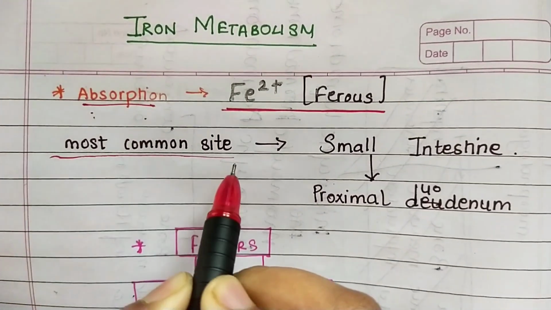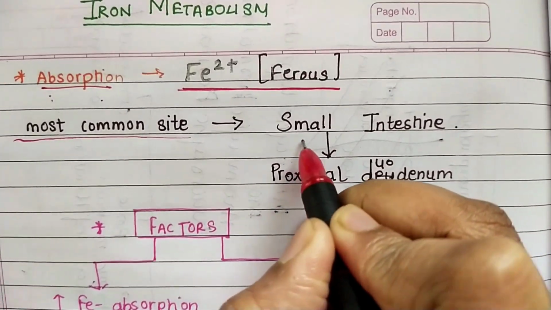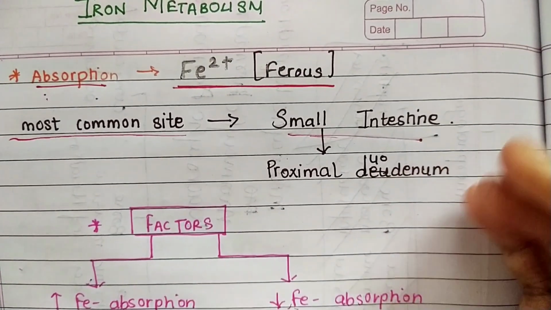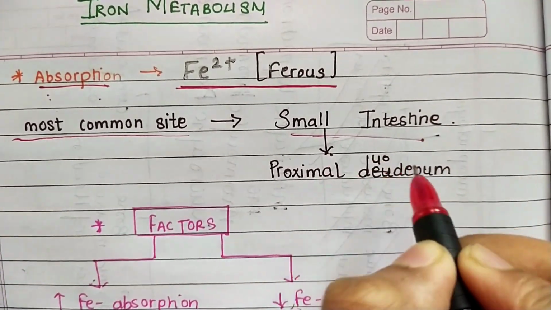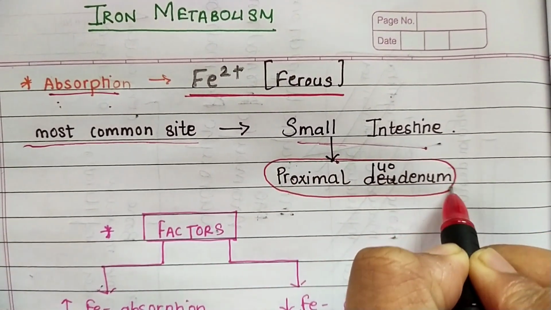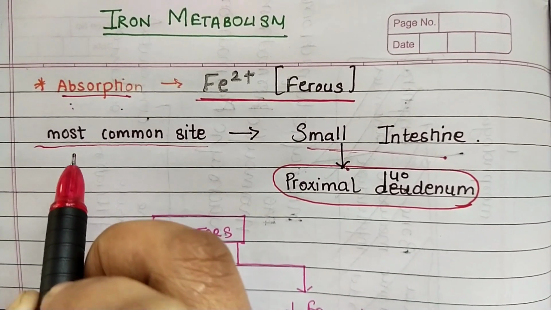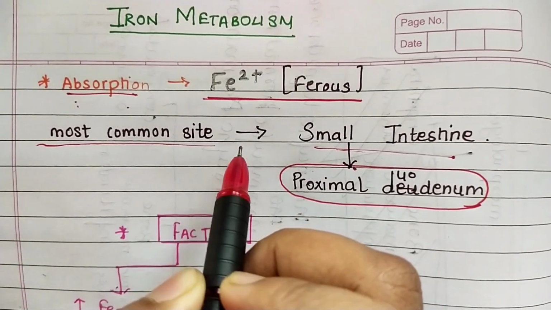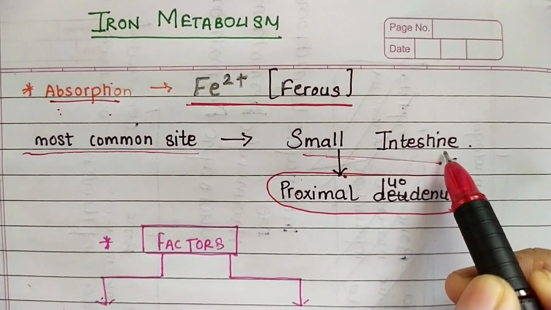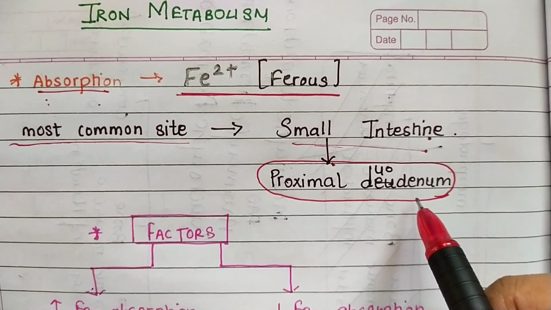What is the most common site of iron absorption? So it occurs in the small intestine. You should know that in the small intestine the absorption takes place in the proximal duodenum. So if in an exam anyone asks what is the most common site of iron absorption, you should be able to answer that it occurs in the small intestine and that too in the proximal duodenum.